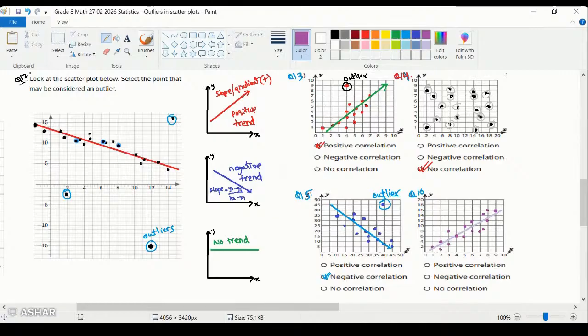So what can be the outlier over here? This point can be the outlier. And what is the correlation or the trend? Is it increasing or is it decreasing? We can see that when x is increasing, y is increasing, right? X increased, y increased. That means whenever it's an increasing trend, it is a positive correlation or a positive trend. Agreed?